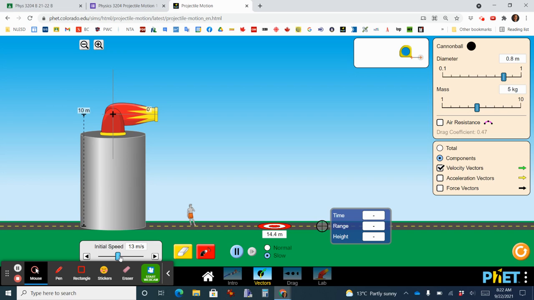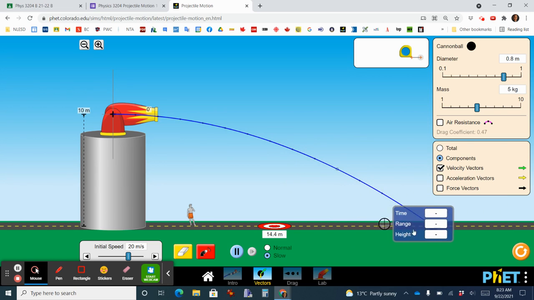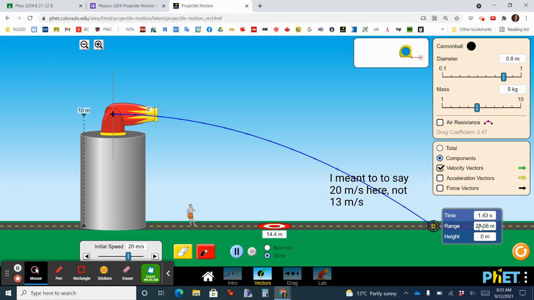Let's do this again. I can go up here and give this, like, let's say 20 meters per second, and launch this. It's just going to go further sideways. The time in the air is still 1.43 seconds, but the range has increased, and the range is really easy to calculate. All you have to do is multiply the 13 meters per second by however many seconds it was in the air, and you know how far it's going to go sideways.